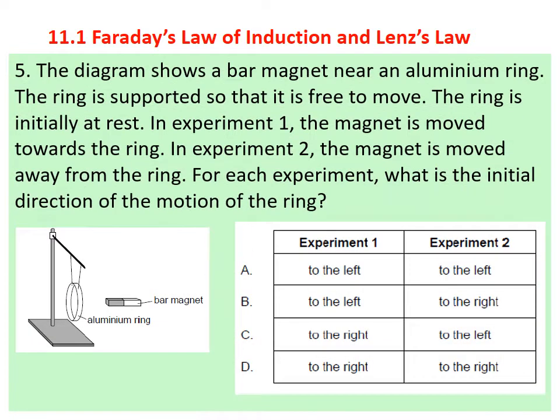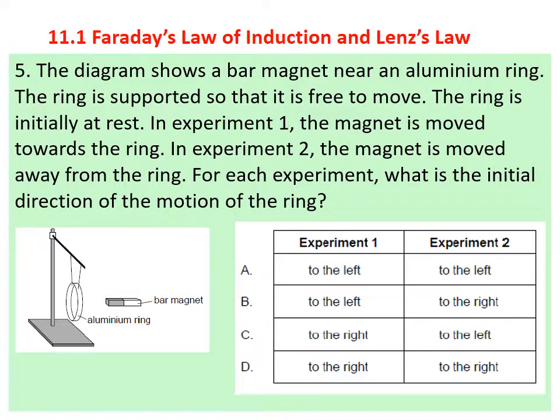Okay, practice 5. The diagram shows a bar magnet near an aluminum, or as the British spell it, an aluminium ring. The ring is supported so that it is free to move. The ring is initially at rest. In experiment 1, the magnet is moved towards the ring. In experiment 2, the magnet is moved away from the ring. For each experiment, what is the direction of the motion of the ring?